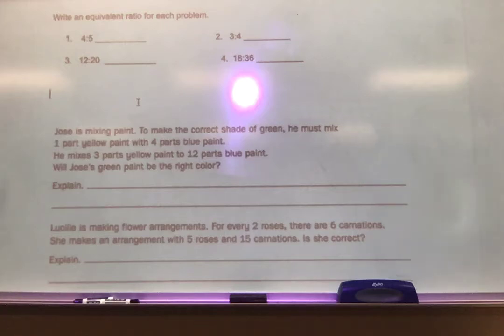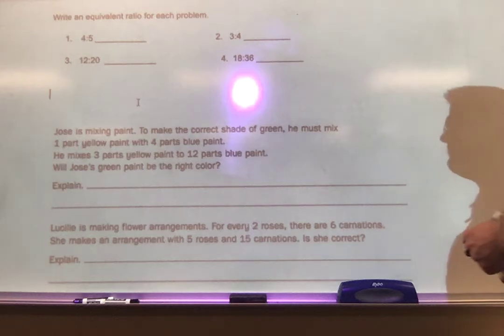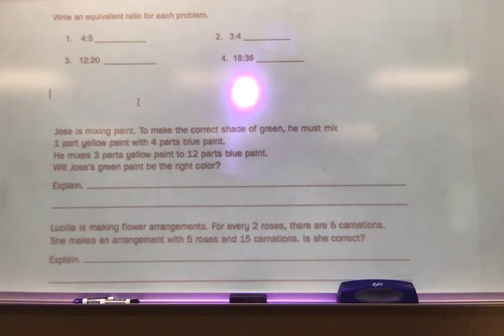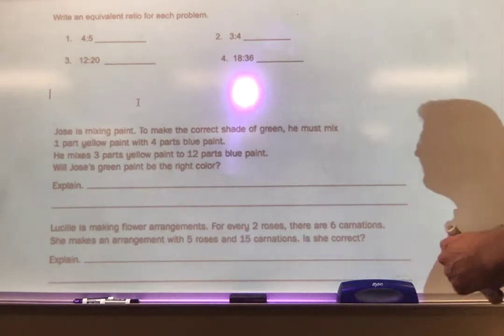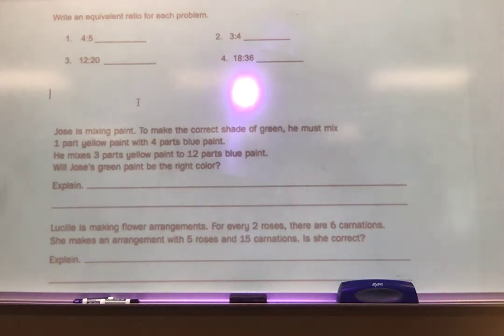All right, guys, on exit slip 211 here, our I can statement was to be able to solve problems dealing with equivalent ratios. Okay, so we'll look at a few different problems here. We're going to write an equivalent ratio, so a ratio that's equivalent in value. And there are a lot of answers, there are an infinite amount that we could have here, but we know just like with fractions, if I do something multiplicatively to one side, if I do the same thing to the other, it keeps that same rate.